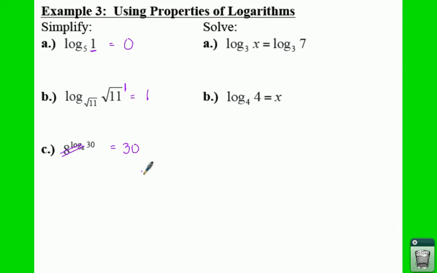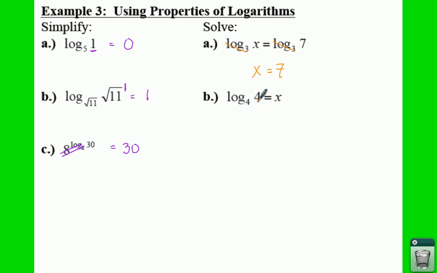Now, on the second part where you have to solve, notice you have simplify and solve. Well, simplify is when you don't have an equal sign. Solve is when you have an equal sign. So in each of these cases here on the right, you're going to find out where x is equal to something. So in this case, this log of 3 and this log of 3 cancel, and you just get x is equal to 7.